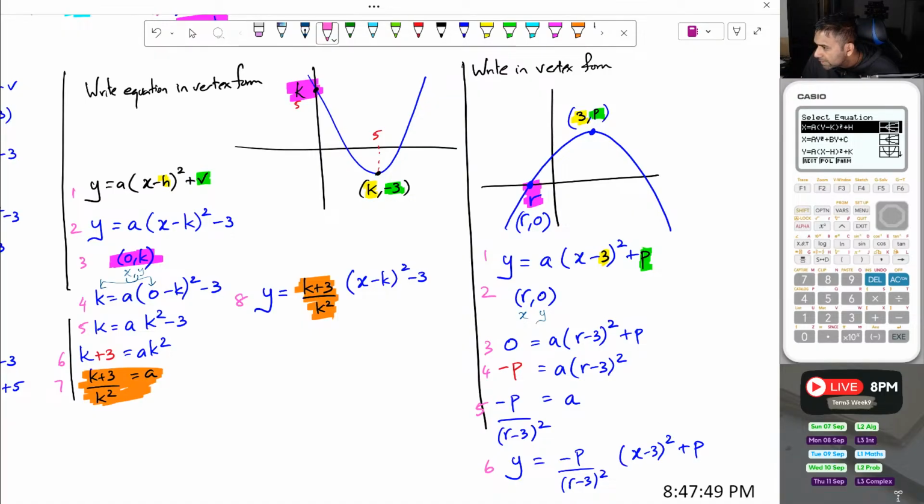Y equals a(x minus 3). Yeah, Pia Naga, you got halfway there. Oh, you did (0, r). Yeah, that's all right, mate. Look, that's how you learn from these mistakes, right?